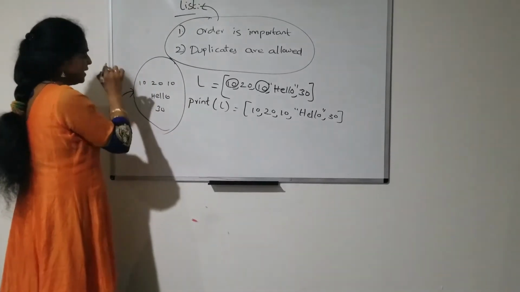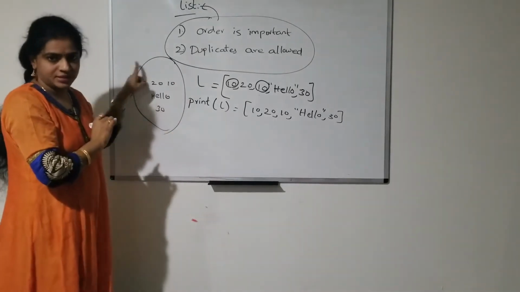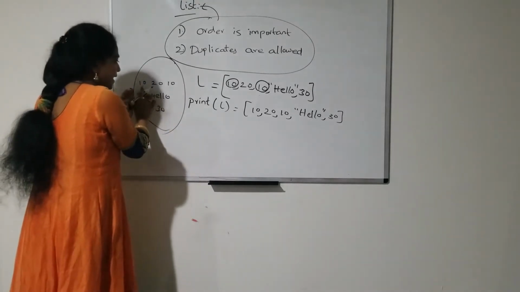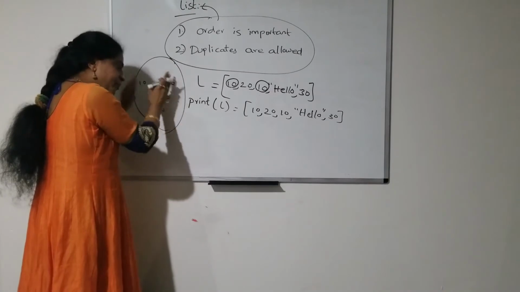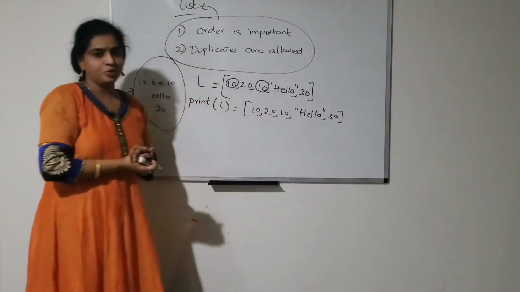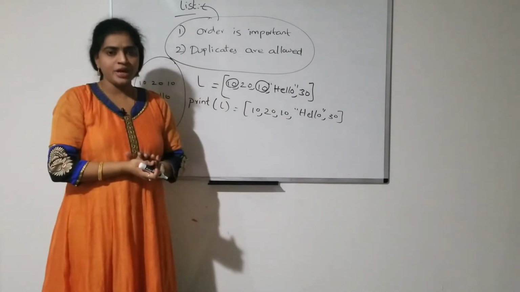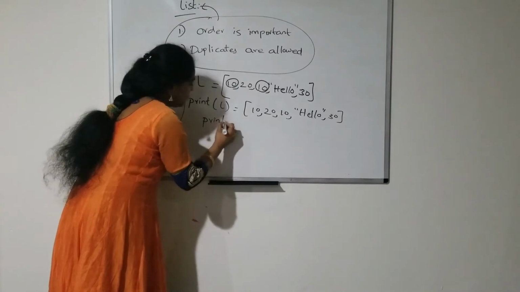And here L is a reference variable to this list of objects. As internally in the same order these objects are stored, in the same order the output will be displayed. Next, suppose you print the type of L.